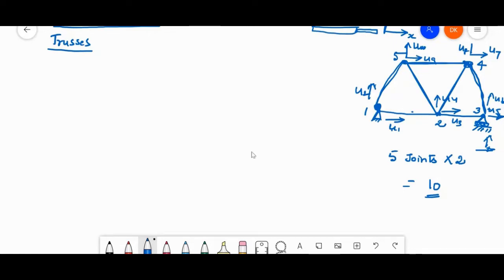In the total structure, whereas in the per node, what is the number of degrees of freedom? 2. One is in the x direction, another in the y direction. Each joint has 2 degrees of freedom. That means 2 displacements, one in the x direction, another in the y direction.